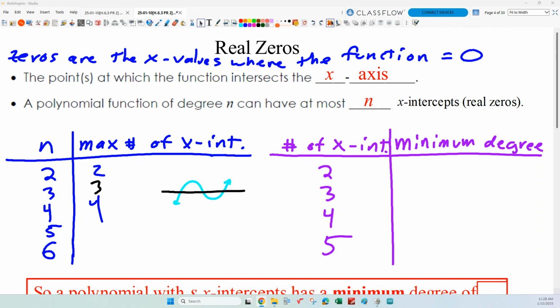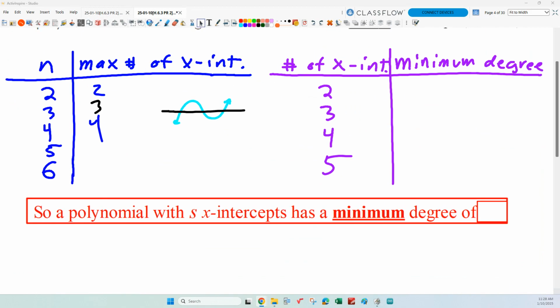Okay? So let's turn that around then, and this is pretty simple. If I show you a graph of a parabola that has 2 x-intercepts, we know that parabola has to be at least degree 2. Could be bigger, but it can't be smaller degree. If we see a graph with 3 x-intercepts, the degree of the polynomial has to be at least 3. Can't be smaller, and so on. Okay? So a polynomial with s x-intercepts has a minimum degree of s.